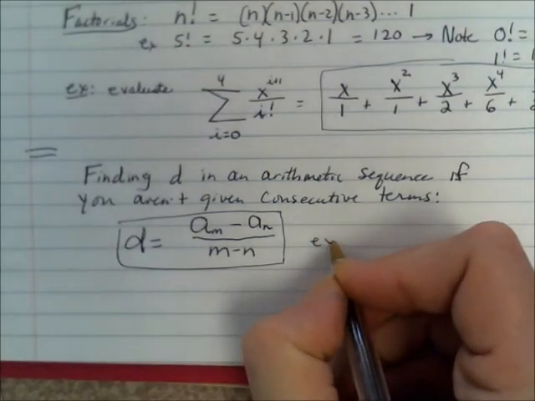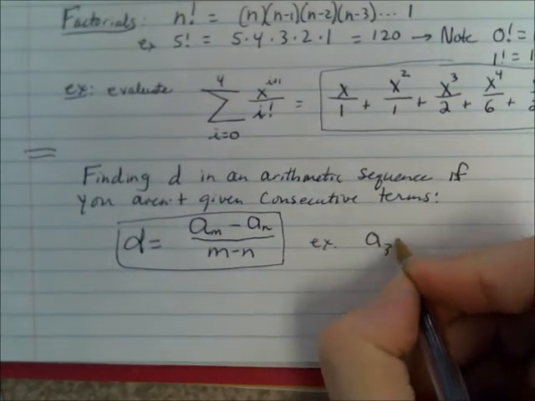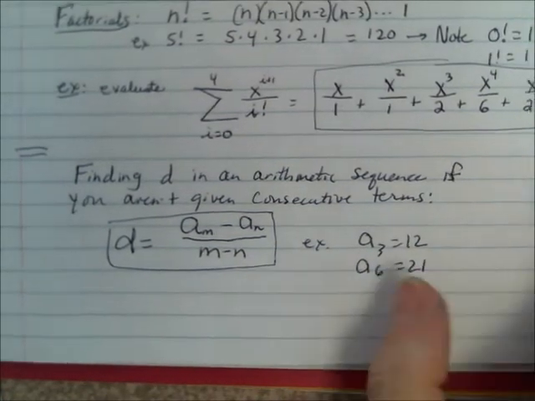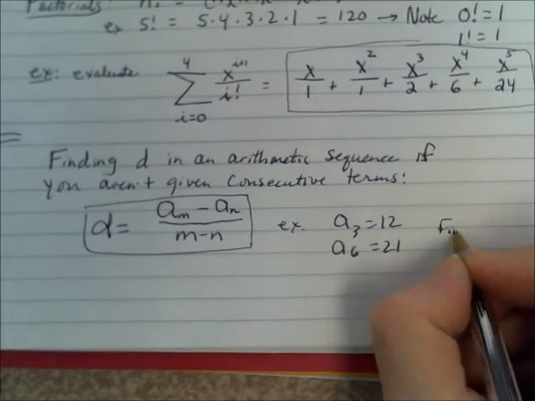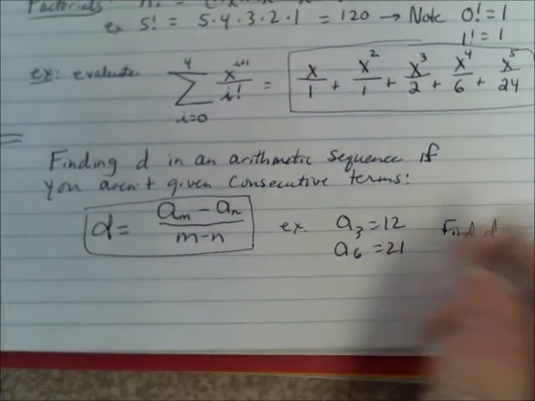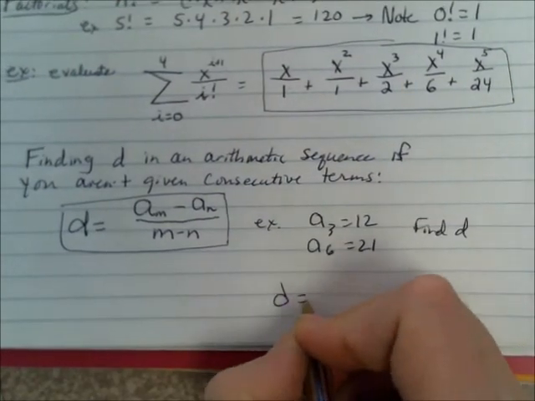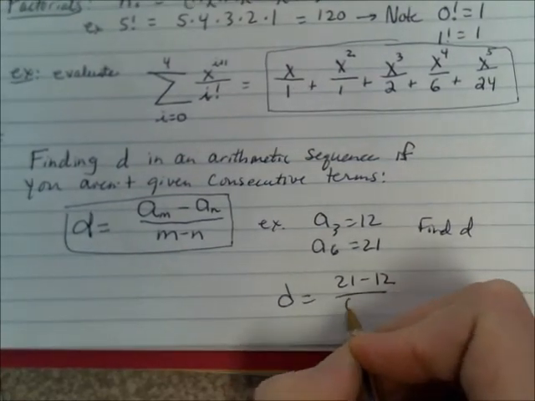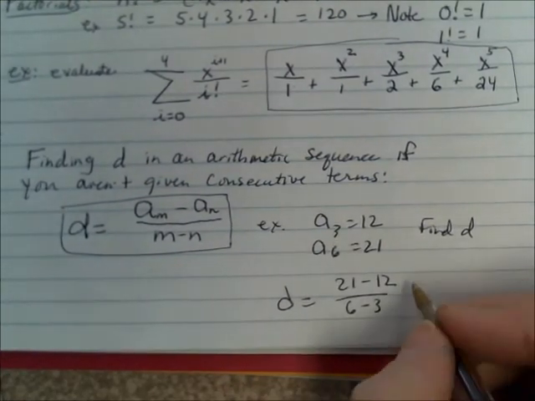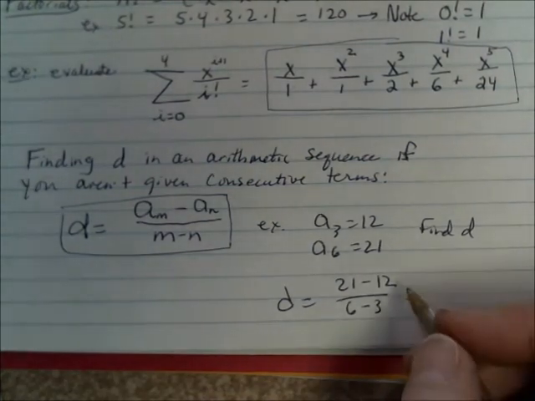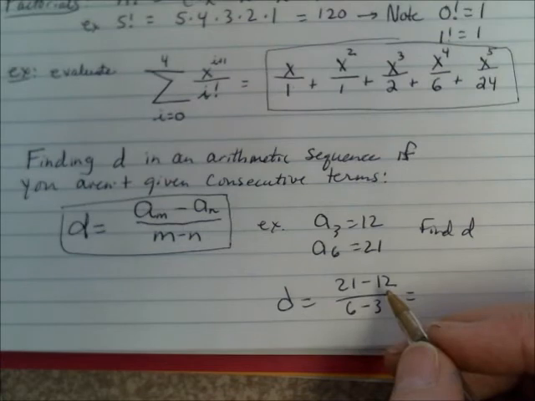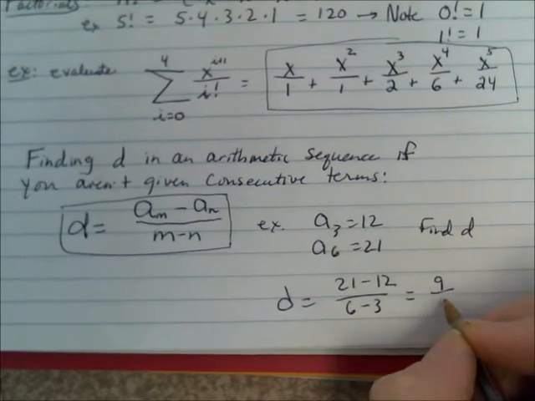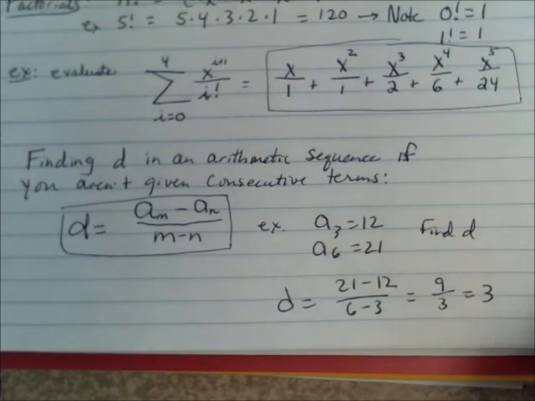Let's say, for example, you are given the 3rd term is 12, and the 6th term is 21, and I'm going to ask you to find d. Well, in this example, the d value is equal to the sixth term minus the third term, all divided by 6 minus 3, because those are the term numbers. So 21 minus 12 is 9. 6 minus 3 is 3, so the d value is equal to 3.